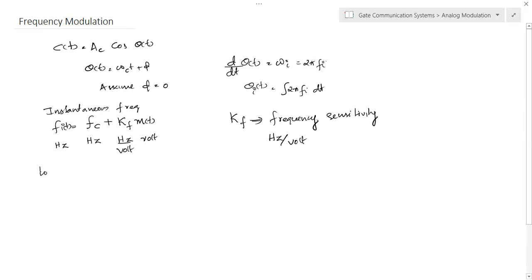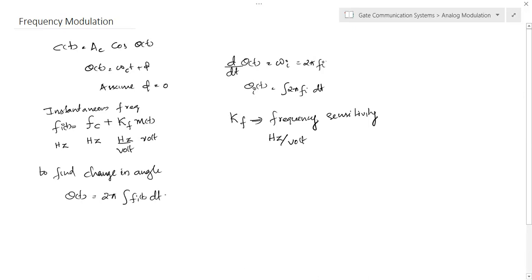To find the change in angle, because here it is theta of t. So we already know, if you know the frequency, you can find the change in angle by integrating the frequency. So we can write this theta of t, it's simply integral of fi of t.